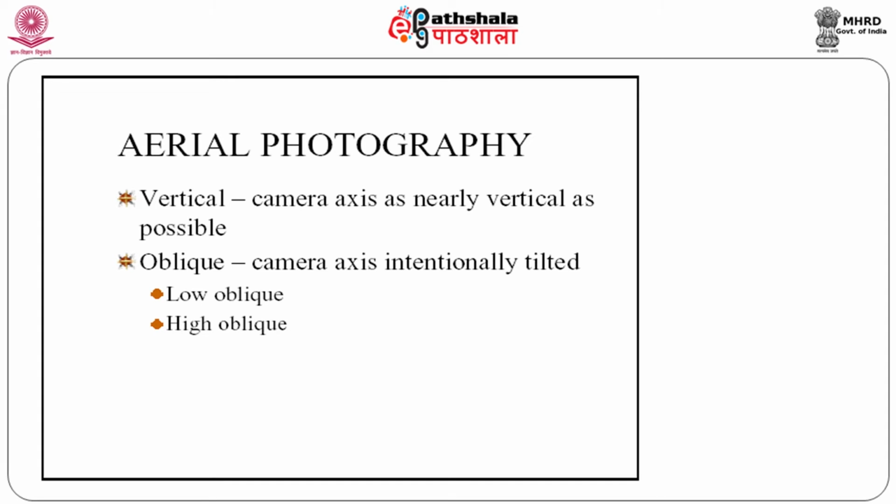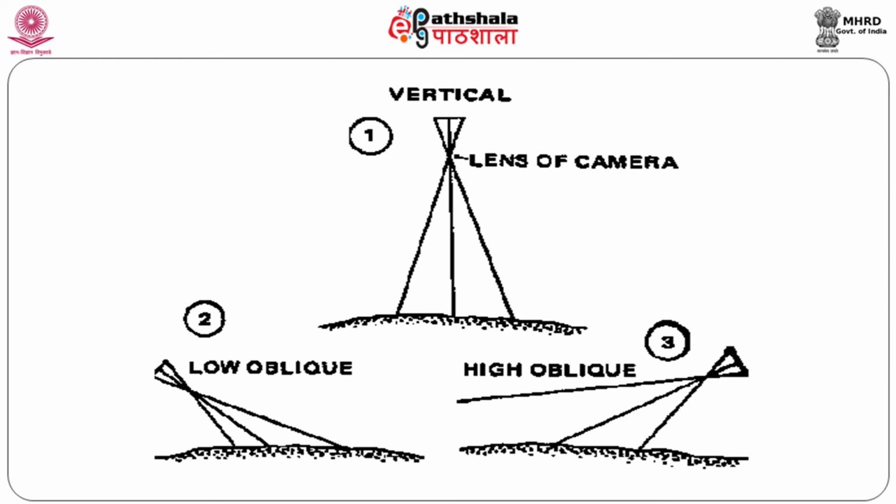Now, we also have low oblique photographs and high oblique photographs, wherein we deliberately tilt the camera axis. When you do that, you get oblique photographs. You can see here the lens, the focal length, and the verticality. When you talk about vertical, this is the way it appears. Low oblique is close to the point of observation. High oblique, the axis is far away from the point of observation.